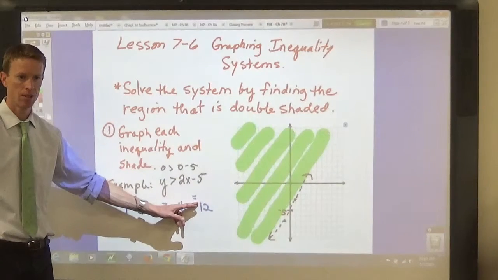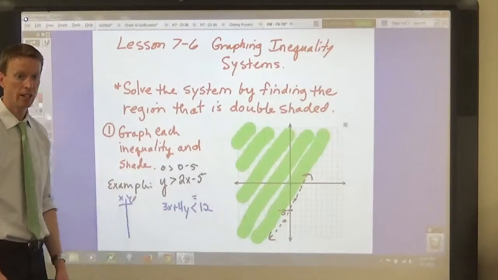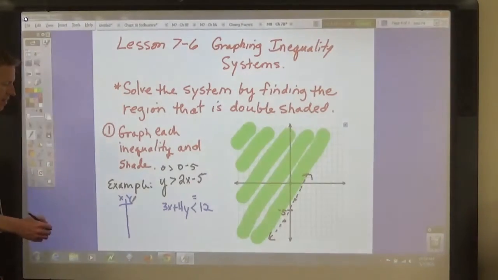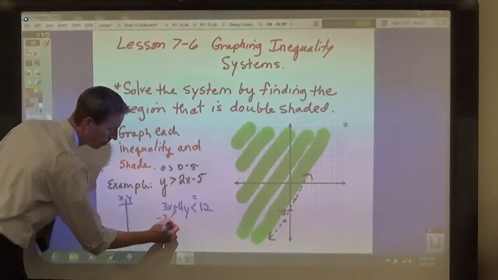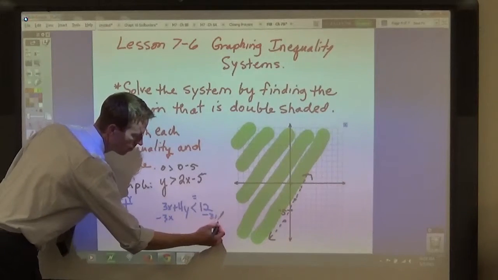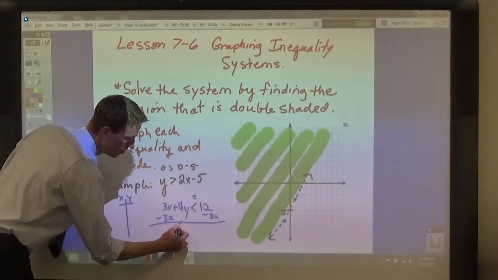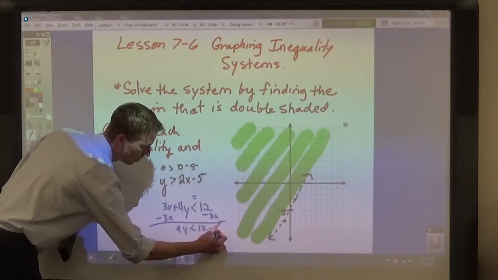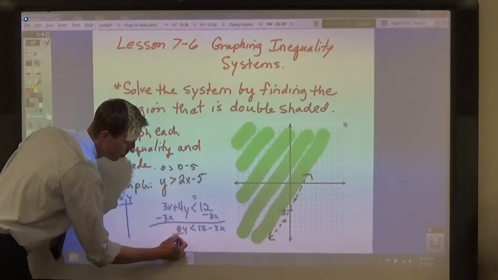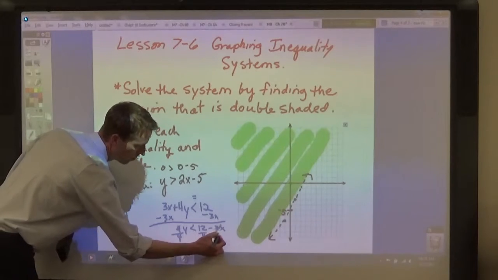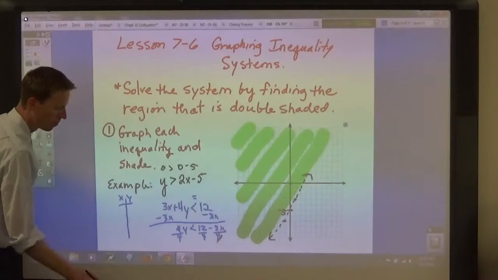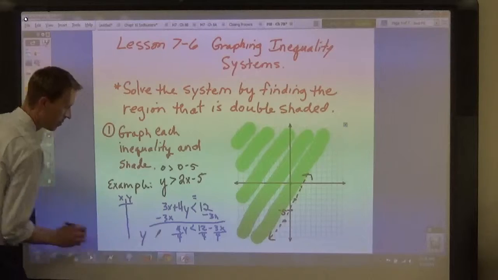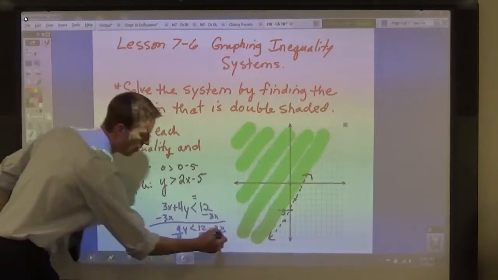Okay? You have to get the y by itself. Is that what you're going to say, Will? Yes, that was. Alright, so you go ahead and... Okay, so you subtract 3x from both sides. Yeah. So that's 4y is less than 12 minus 3x. And then you divide all by 4. And your answer is y is less than 3 minus 3/4x. Good.